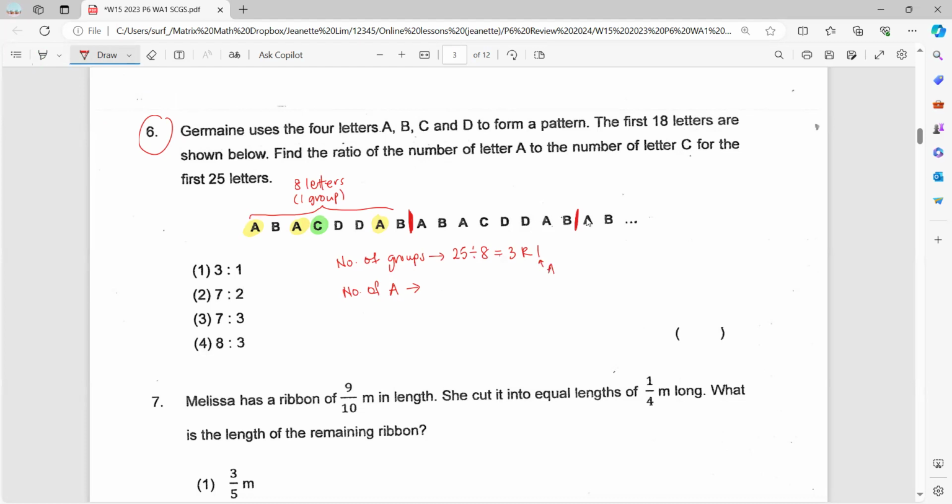So to find the number of A in these 25 letters, each group has 3, so 3 groups times 3, then plus that remainder 1, which is also an A. This gives us 10. Then for the letter C, every group has 1, so number of C is 3 groups times 1, which is 3. So the ratio of the letters A to C is actually 10 to 3, which is none of the options given. All the options are wrong. The correct answer is supposed to be 10 to 3.